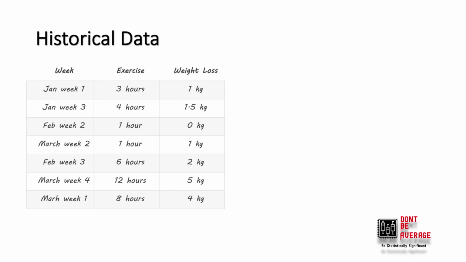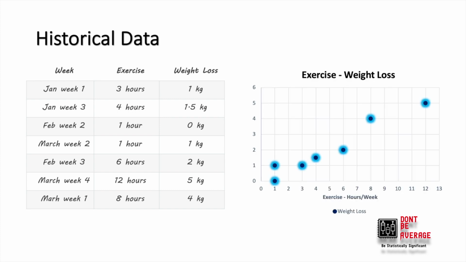Now if you observe this data, you can see this does not tell you everything. For example, if you want to know how much weight loss will happen at 10 hours of exercise per week, it does not have that exact information. That's where linear regression comes in.